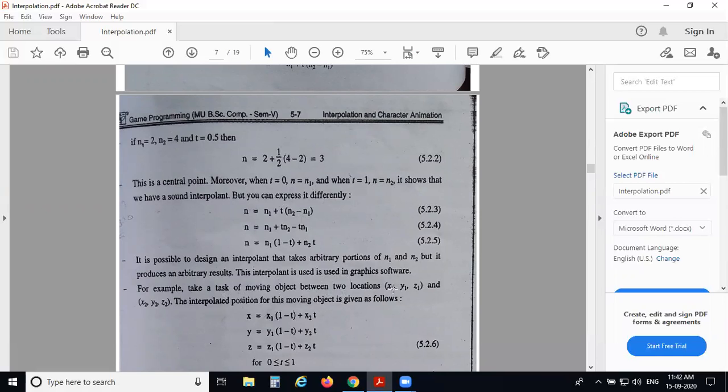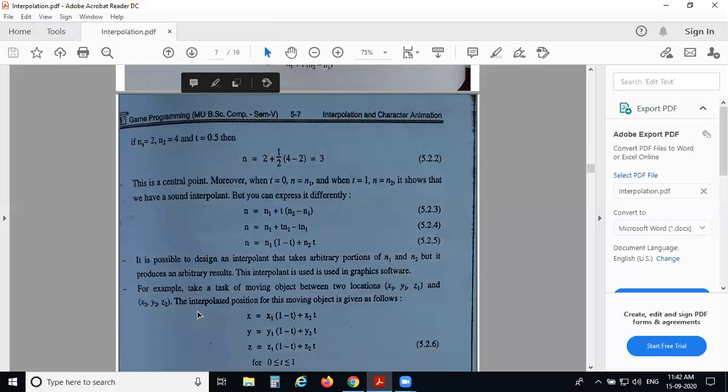आता याच्यामध्ये इंटरपोलेशन गेम प्रोग्रामिंग मध्ये कसं यूज होतं, तर फॉर एक्झाम्पल एक ऑब्जेक्ट कन्सिडर केलेला आहे आणि तो ऑब्जेक्ट एका लोकेशन वरून दुसऱ्या लोकेशन वरती मूव्ह झालेला आहे. तर त्याचं ओरिजिनल लोकेशन होतं त्याचे पॉइंट्स x1 y1 z1 होते आणि ज्या पोझिशनला तो ऑब्जेक्ट मूव्ह झालेला आहे त्याचे पॉइंट्स x2 y2 अँड z2 आहेत.